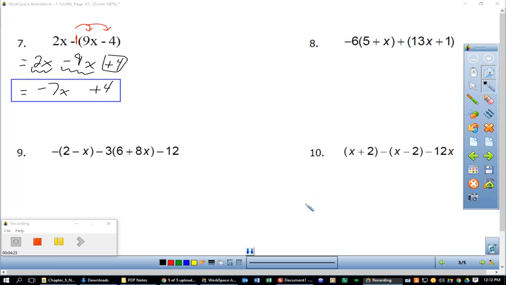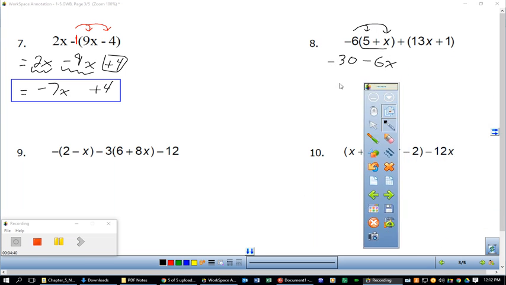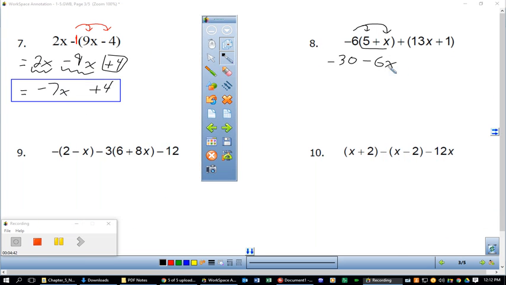All right, number 8, we get another set where we've got to distribute a couple of things. Negative 6 times 5 is negative 30, only in these two. Negative 6 times x is minus 6x. All right, see if I can move this right here. Plus 1 times 13 is positive 13x. 1 times 1 is plus 1.